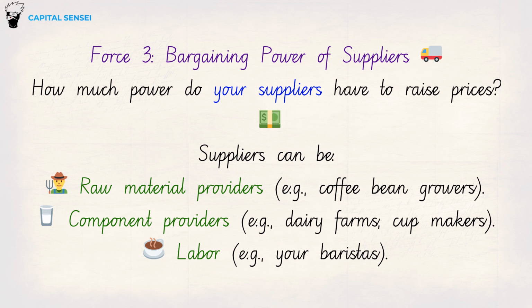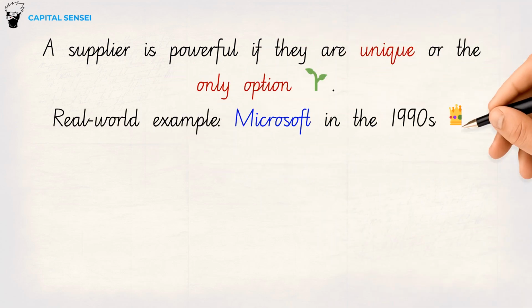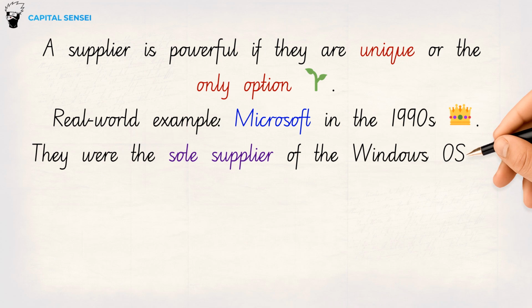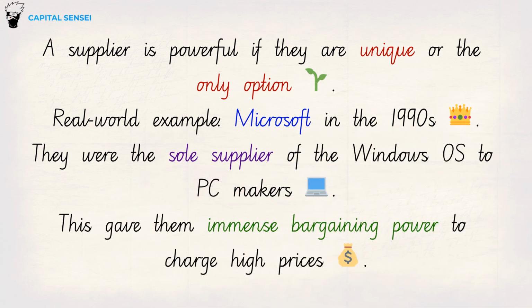For our coffee shop, who are the suppliers? The coffee bean growers, the dairy farms, the company that makes the paper cups, and your employees, the baristas. If there's only one farm in the entire region that grows the specific high-altitude organic coffee bean that your customers love, that farmer has a lot of power. They can raise their prices, and you'll probably have to pay up, cutting into your profits.